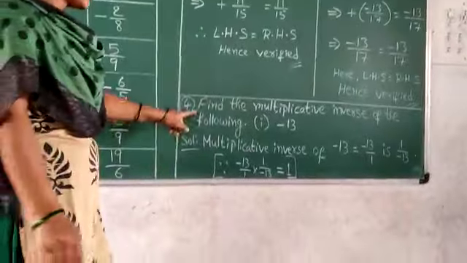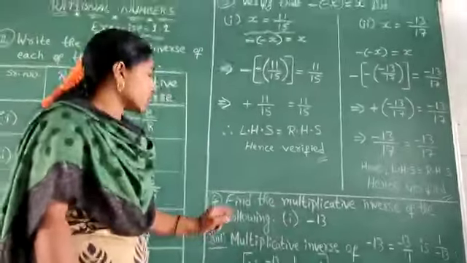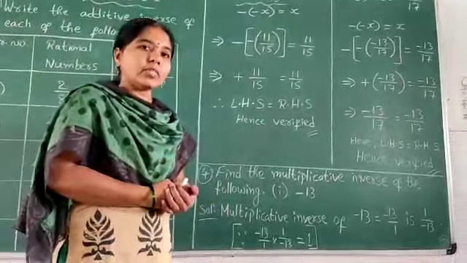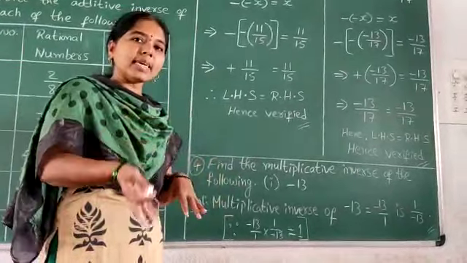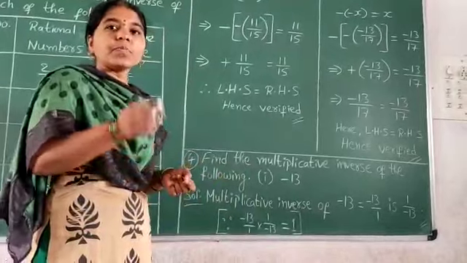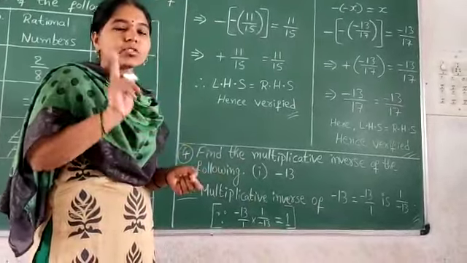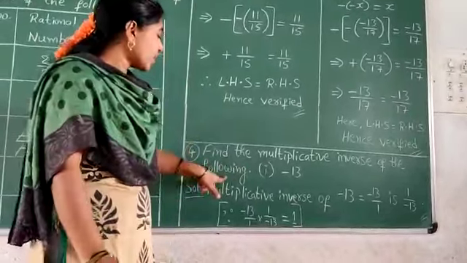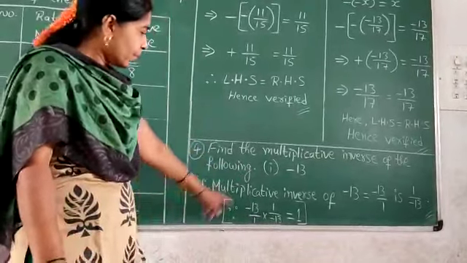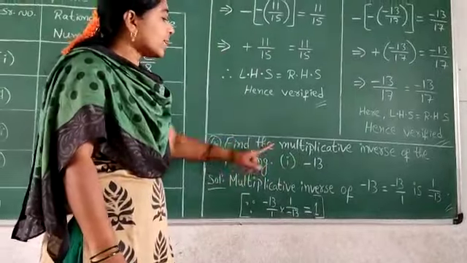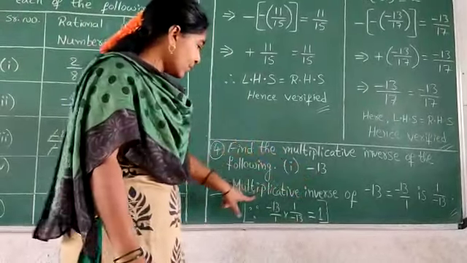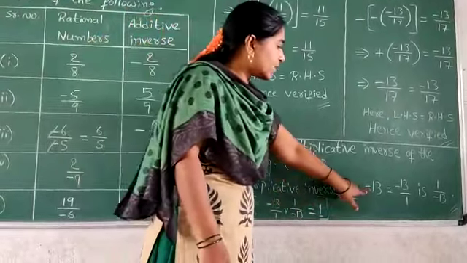Next question. Find the multiplicative inverse of the following. Multiplicative inverse means a by b into c by d, or a by b into b by a. For example, when you strike out the terms, we should get 1. Now let's find with an example. Find the multiplicative inverse of the following. In that the first question is minus 13. Multiplicative inverse of minus 13.